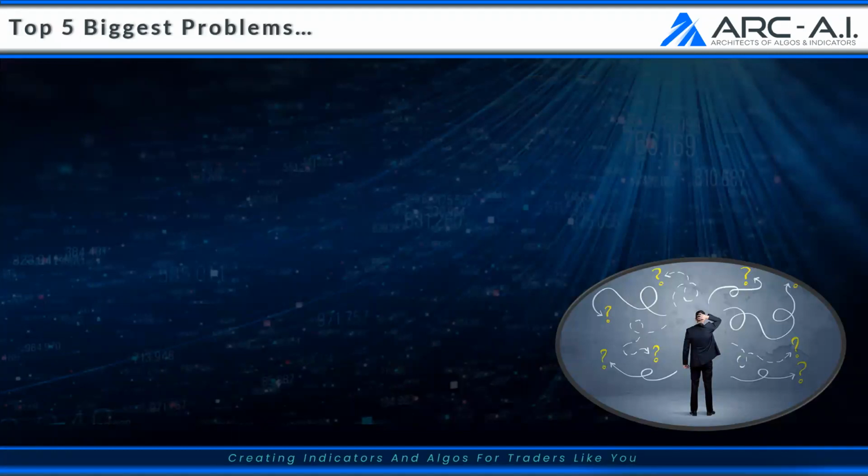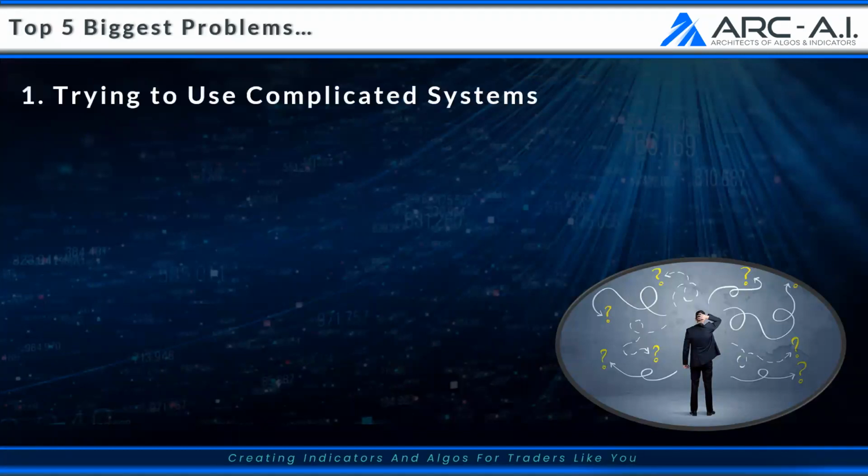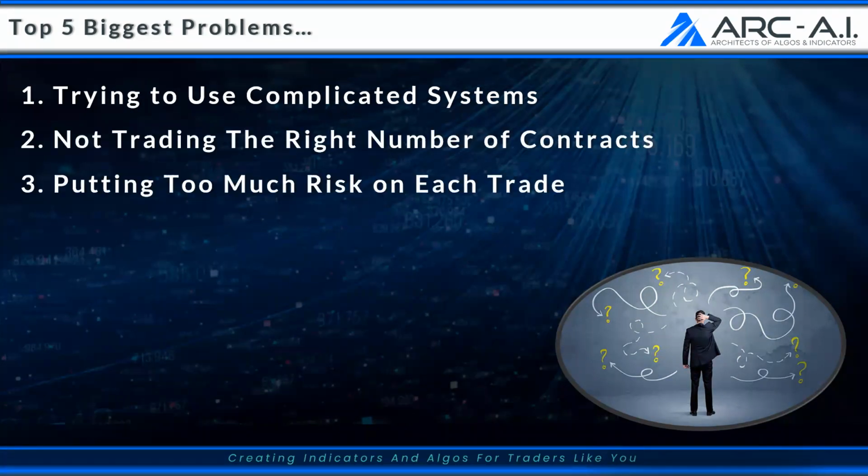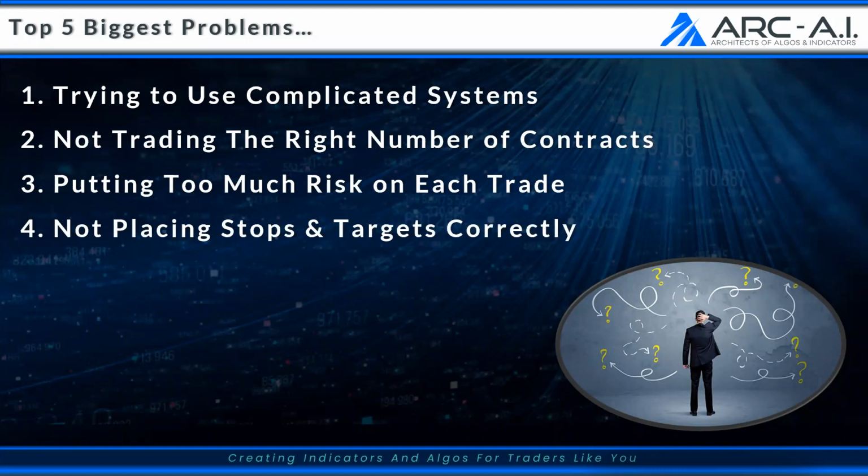Top 5 biggest problems when it comes to order execution and position sizing. Really that's what we're looking at today. Trying to use complicated systems and not trading the right number of contracts, putting too much risk on each trade, not placing stops and targets correctly.